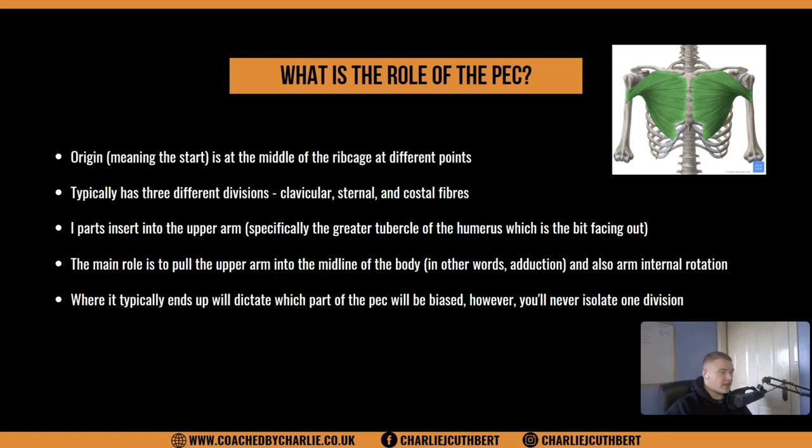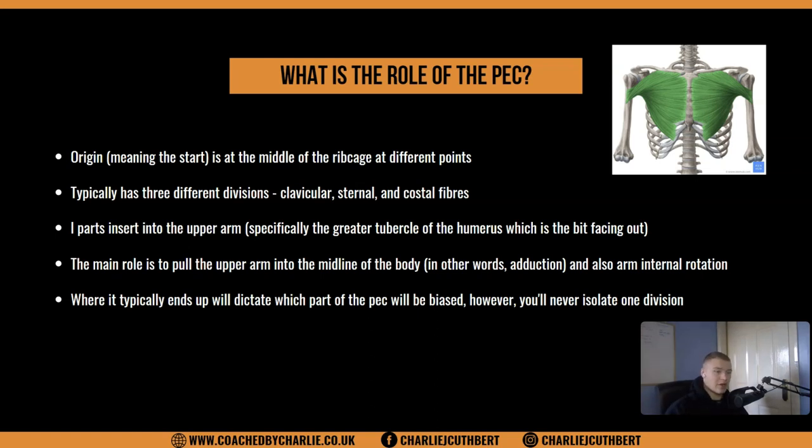And all of these parts insert into the upper arm, which is a part of your humerus, which is the proper term for your upper arm. But you don't really need to know the fancy name for it. What you just have to understand is it attaches to the upper arm. And the main role of it is to pull the upper arm into the midline of the body. In other words, adduct the upper arm. So if you think about when you're doing a chest fly, a chest press, you go from here to here. So that's the role of the chest, to bring that upper arm across your torso.